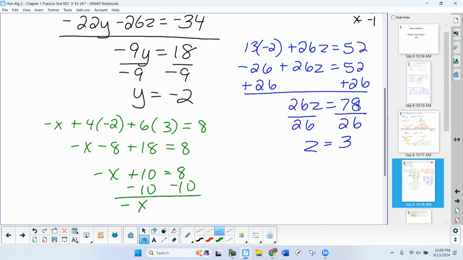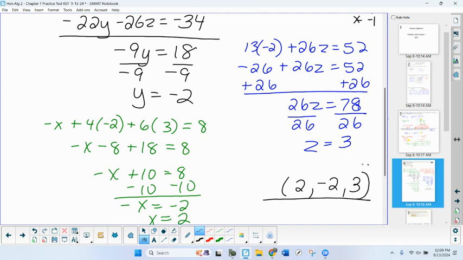Subtract, you get -x equals -2. So what's x? 2. Now, this answer needs to be written as a coordinate point. It's the point (2, -2, 3). As I told you the other day, this will work out to nice, neat numbers. If you don't get nice, neat numbers, you have done something wrong.